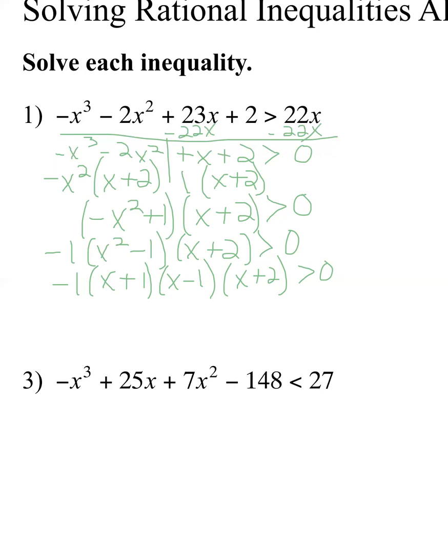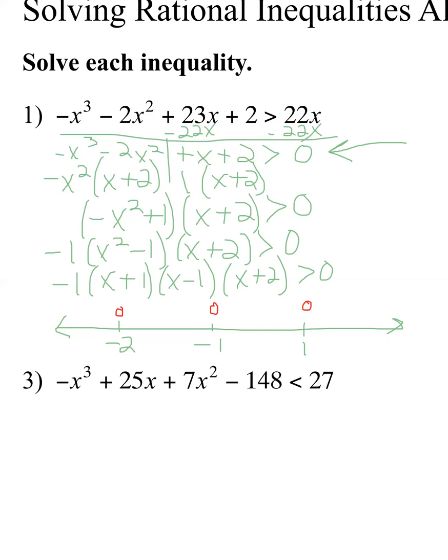And I see that I have 3 critical values here: -1, +1, and -2. Okay, so I'll just make my number line and plot those 3 on here. So I'd have -2, -1, and +1. If I look back to when I subtracted that 22x over, I want everything to be greater than 0. So at these values, remember, I get 0, so none of these values can be included. So -2 will not be part of my solution, nor will -1, nor will +1.